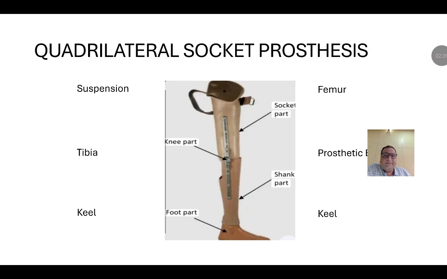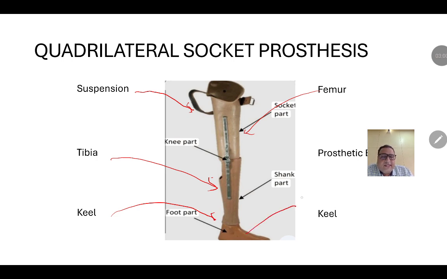So this is basically a quadrilateral socket prosthesis. This one is the suspension. This is leather strap that is used to attach to the body. So this is the socket. Then this is the substituted femur. This is for the substituted tibia. This is the keel, and this is the terminal functional device.